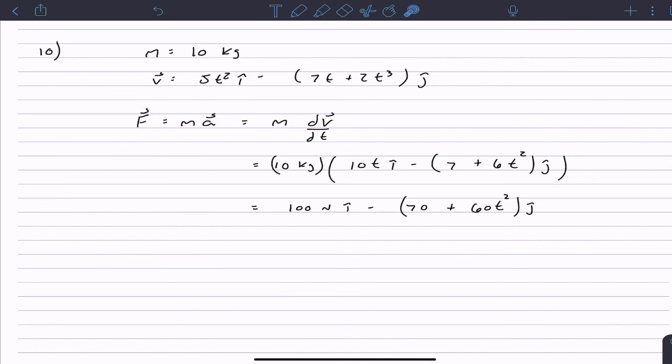So this goes away, right? In the derivative, we just end up with 7. This goes 3 times 2 and then t squared. Okay, and that's your net force.